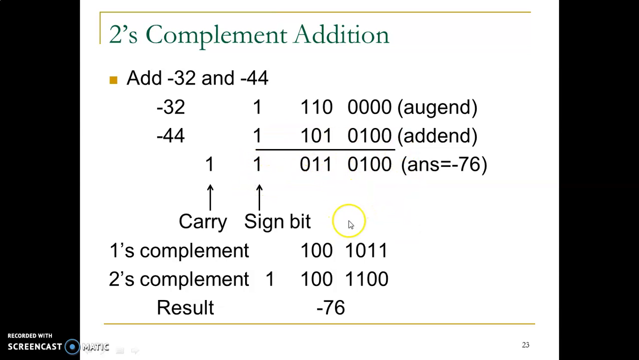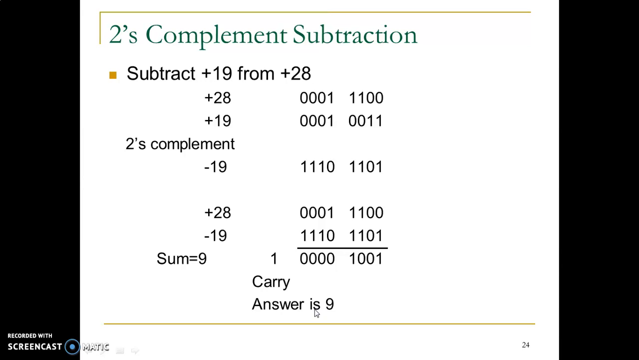Now we are going to find the 2's complement of this number. First find the 1's complement of it, add 1 to it. So we get the 2's complement. The decimal equivalent of this is 76. Change the sign.